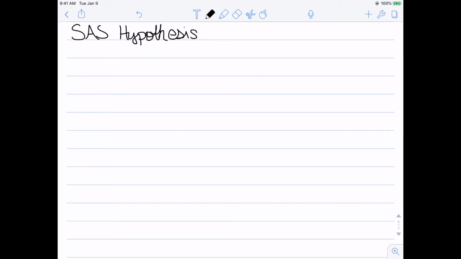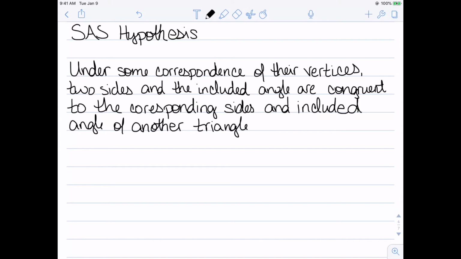And ideally what we want is the SAS hypothesis. So let's talk about what that means. With the SAS hypothesis, the idea is under some correspondence between their vertices, the 2 sides and included angle of one triangle are congruent to the corresponding sides and included angle of another triangle.